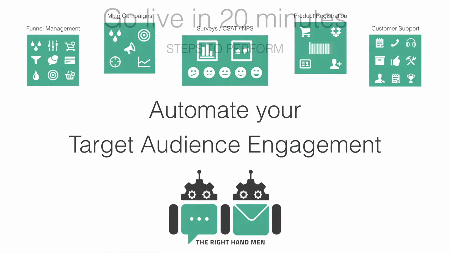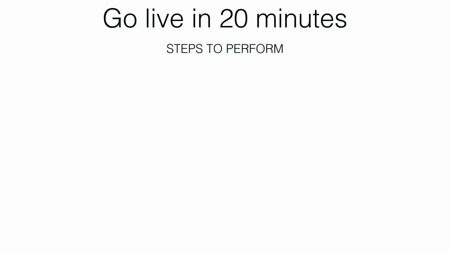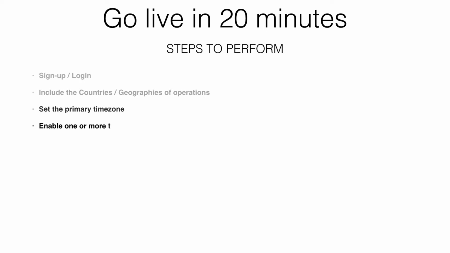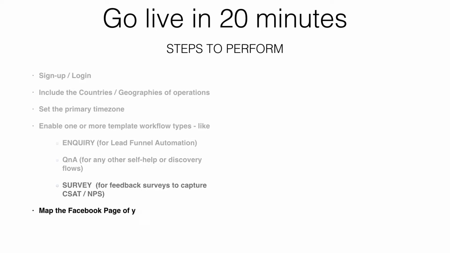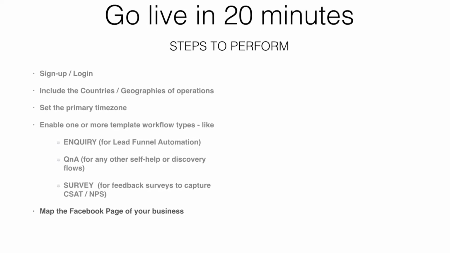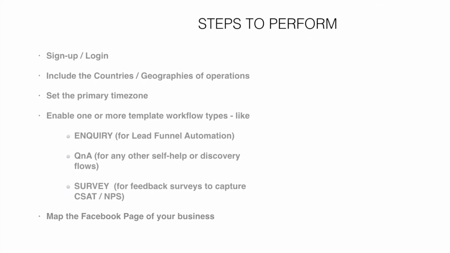Let's get started. In this video, we'll show you some of the basic steps to perform on our target audience engagement automation platform, the right-hand menu. With this, you can go live in less than 30 minutes. You'll first sign up and log in to your right-hand menu account, and include the geographies of operations and time zone, enable a workflow type. We'll show you lead funnel automation here.